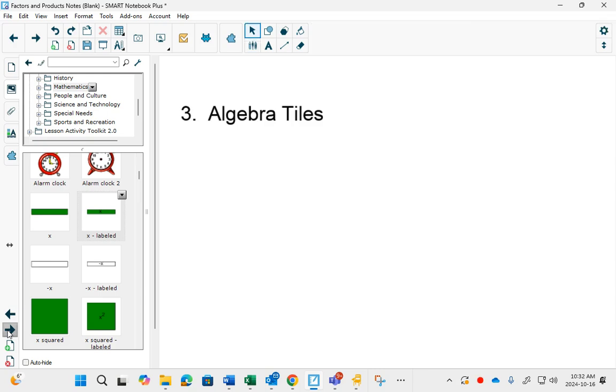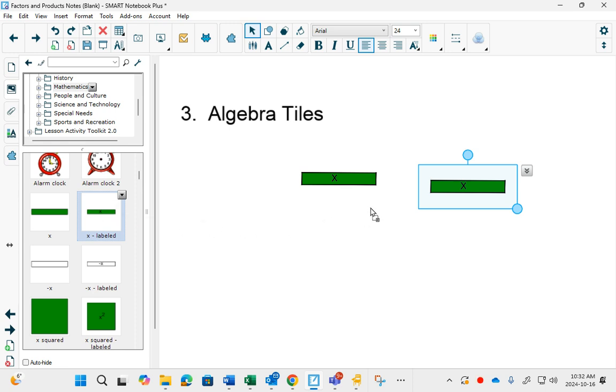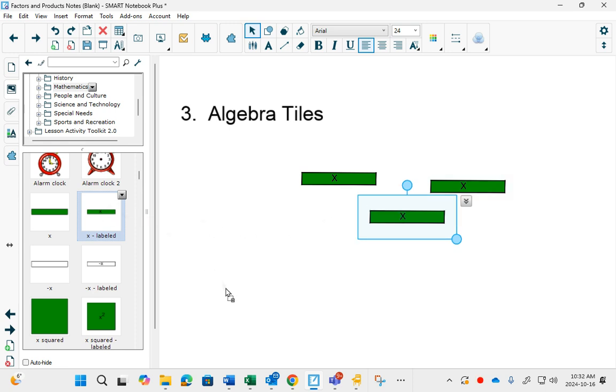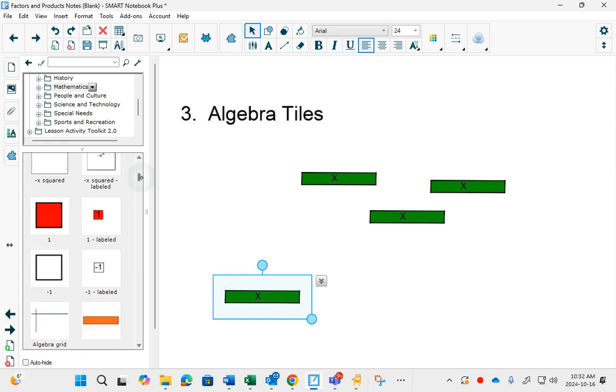And the least favorite way is algebra tiles. So the algebra tiles way, we had 3x and the other one was 3x plus 2 and x plus 1. So, okay.